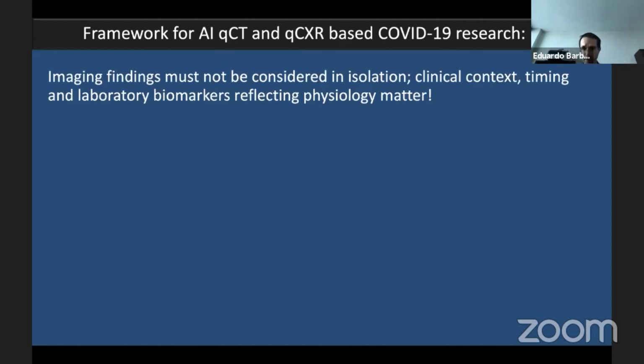That was a consideration that was also raised in the very elegant prior lecture, that imaging findings must not be considered in isolation. We need to know, and that's why it's important to collect and organize data, the clinical context. We need to know the patient's risk factors, comorbidities. We need to know how the patient is evolving, when the symptoms started, when the imaging studies were performed, and we need to know the laboratory biomarkers that are relevant. For example, markers of systemic inflammation, markers of increased risk of pulmonary embolism, markers of poor oxygenation, because that reflects physiology, but also impacts outcomes.